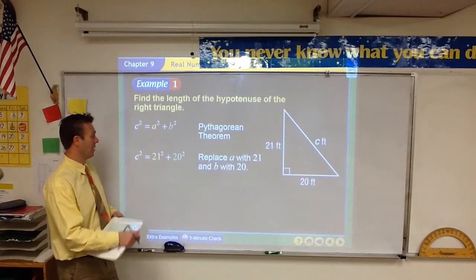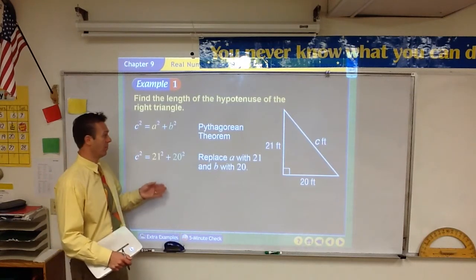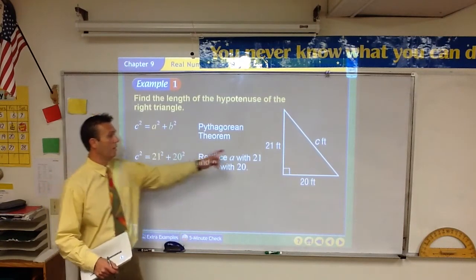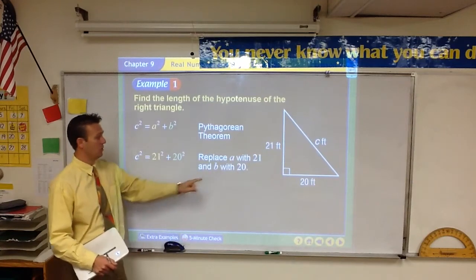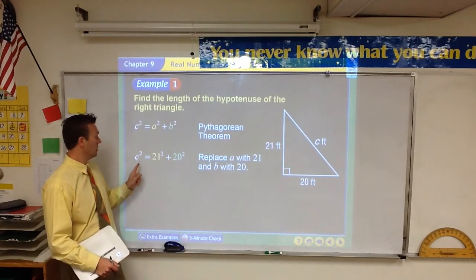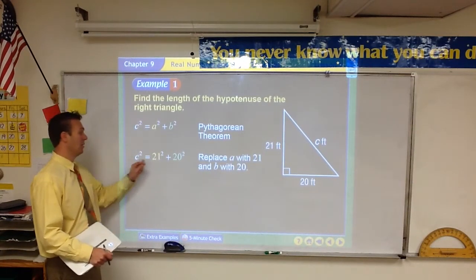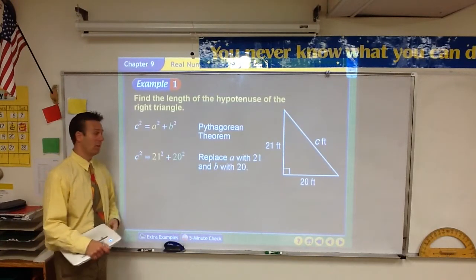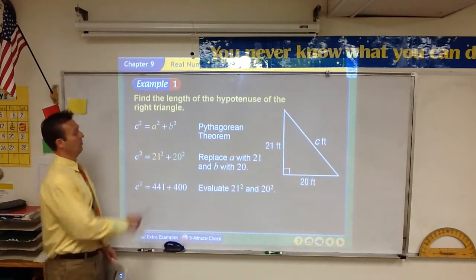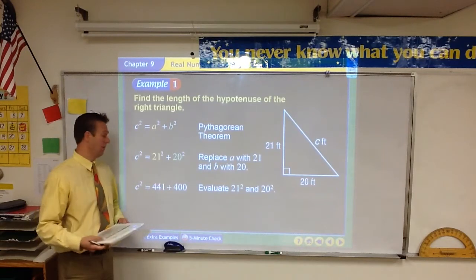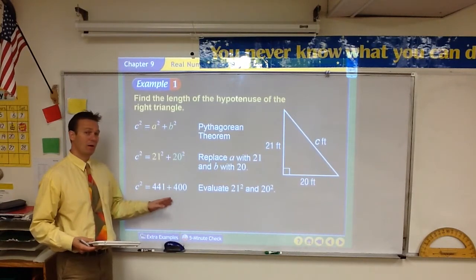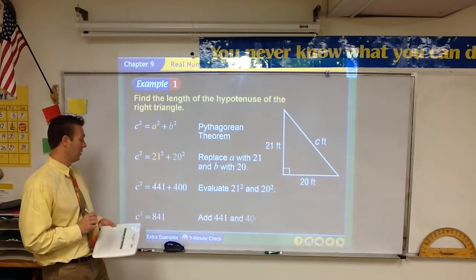So you have your formula, and then you substitute the numbers into your formula. They decided that 21 is going to be the A, and 20 is going to be the B. So you have it substituted in now. You have c squared equals 21 squared plus 20 squared. When you square that on a computer, you get 441 and you get 400. Next step is to add those two numbers together.